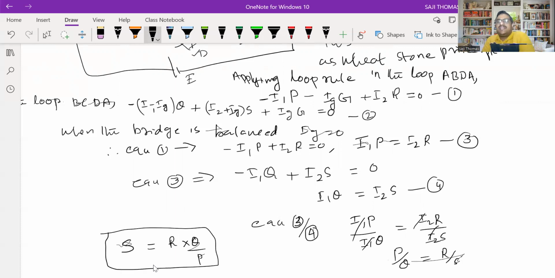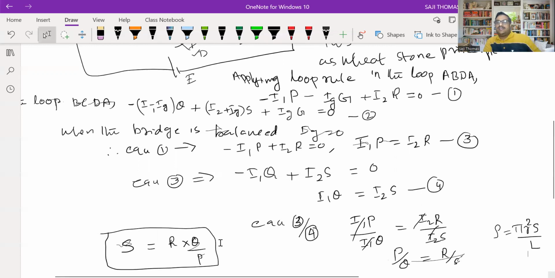If you determine the length of the wire and the diameter of the wire, we can find the resistivity using the equation rho equals pi R square S by L, where L is the length of the wire and R is the radius of the wire. So this is the Wheatstone principle.